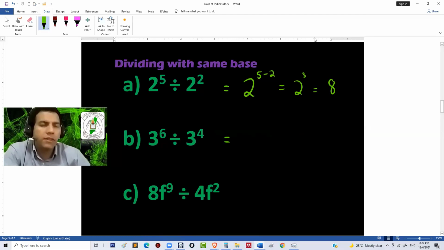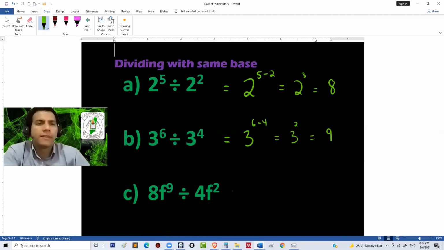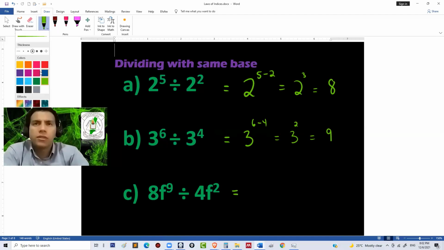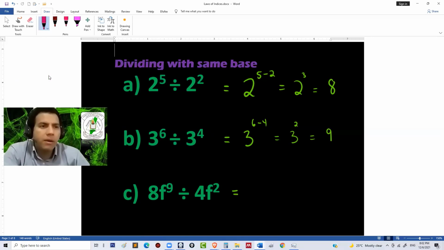Our second example for division, the base is 3. 6 take away 4. So that's 3 power 2. 3 squared is 9. Let's focus on the next example. Here we have 8 divided by 4. We subtract the powers. 9 take away 2. So 8 divided by 4 is 2, and 9 take away 2 is 7. So that's the answer for this example.